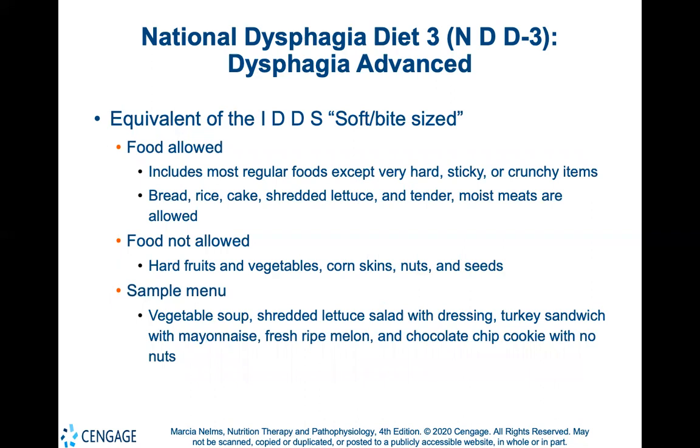Sample menu could include vegetable soup, shredded lettuce salad with dressing, turkey sandwich with mayonnaise, fresh ripe melon, and chocolate chip cookie with no nuts.